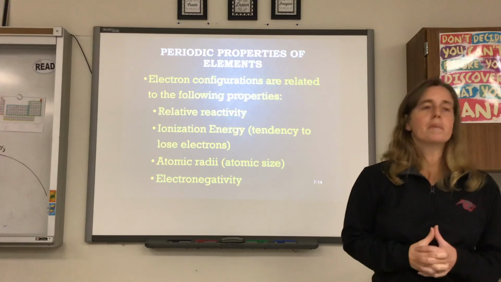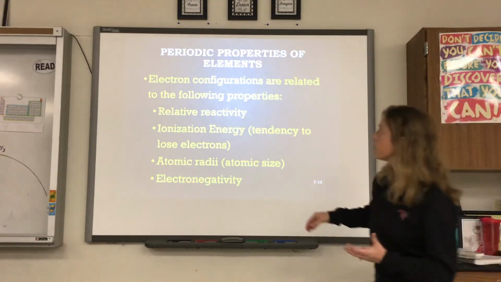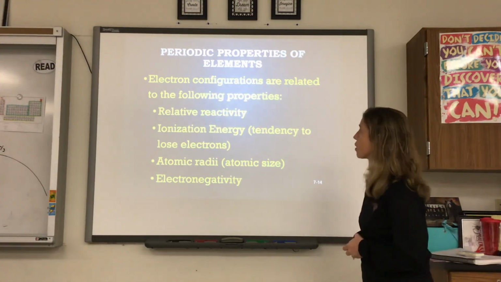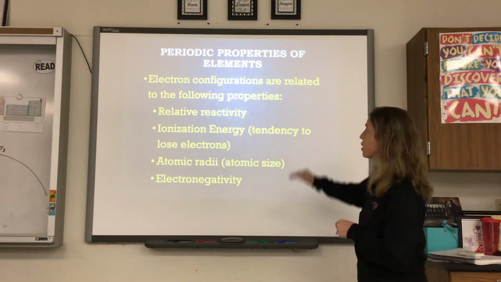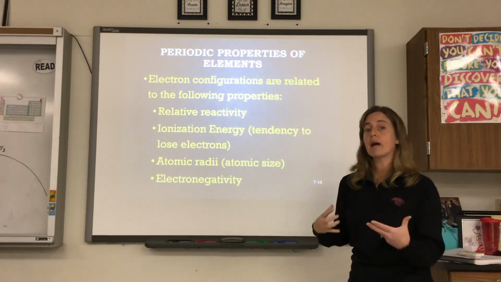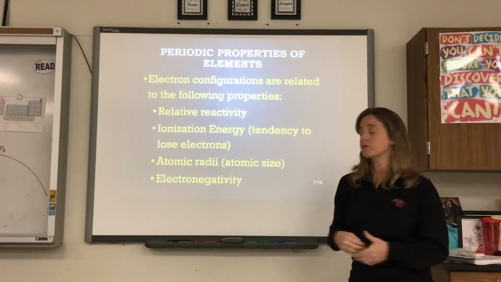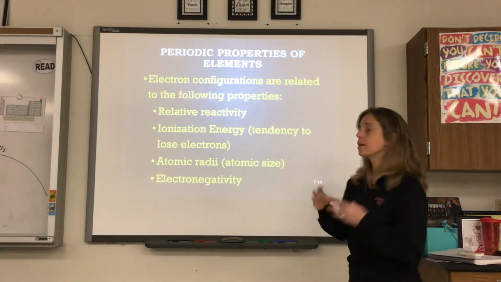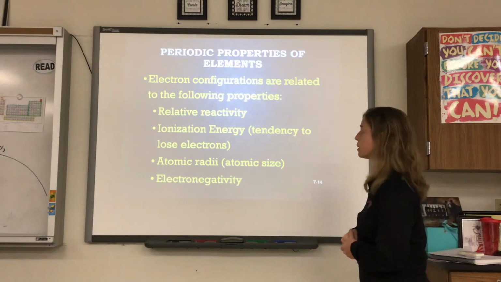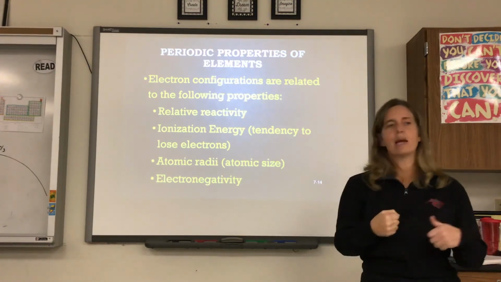Now, what we're going to be talking about later in the week is how electron configurations are related to the following properties. Relative reactivity, how they react with other elements; ionization energy, the tendency to lose electrons; atomic radii, their size; and electronegativity, how they bond with other elements, okay?